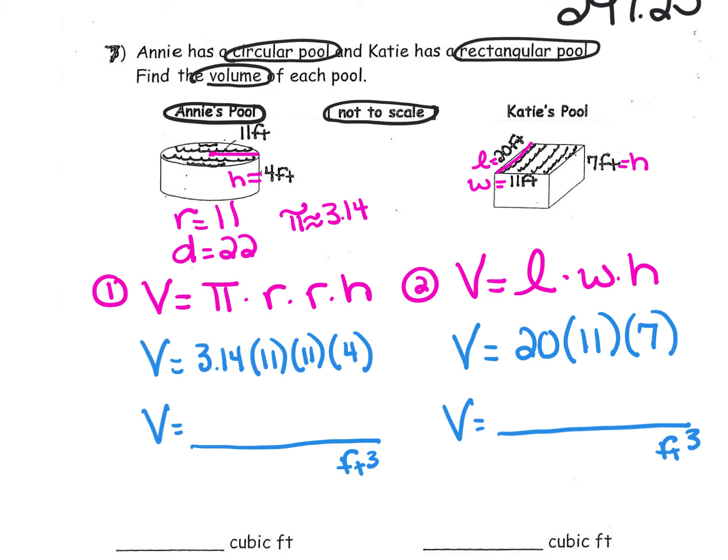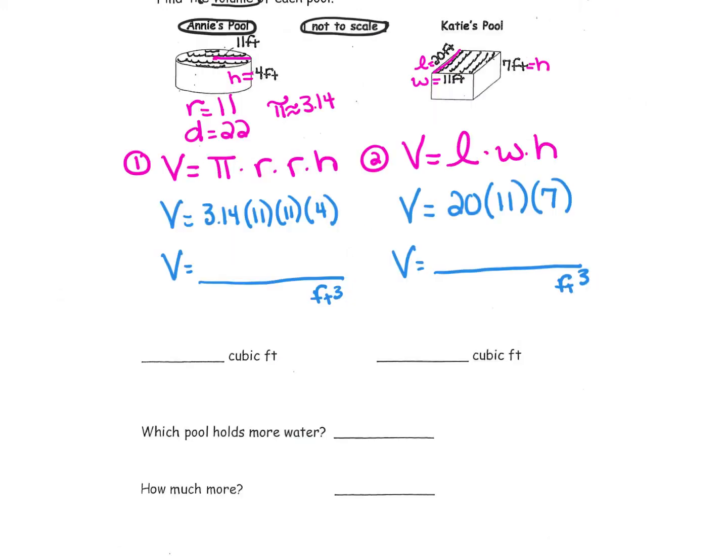Pause your video now so you can complete the calculations. When you're ready, turn your video back on. Write your answer for each pool on the line and decide which pool holds more water and then subtract to find how much more water it holds. When you come to the end of the packet, you can grab the answer key and check your work for this page. Let's go on to the next problem.